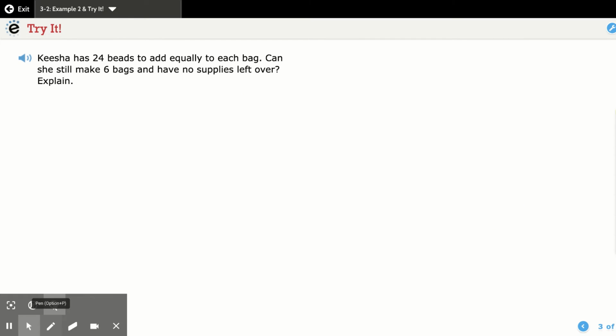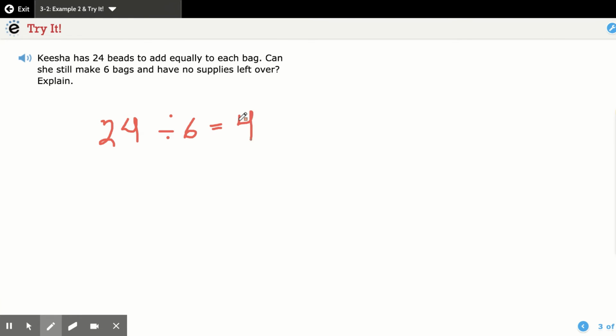We already know that we're making 6 bags with the previous supplies, and since 6 goes in evenly into 24 as well, then yes, she can still make 6 bags and have no supplies left over. She would be able to add 4 beads to each bag. 24 divided by 6 is 4, so she can add 4 beads to each bag.